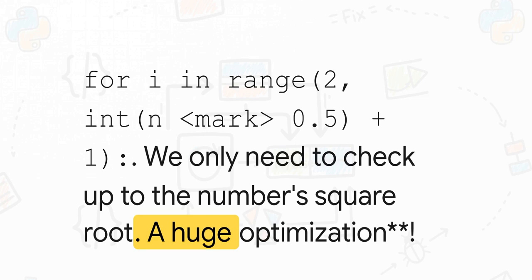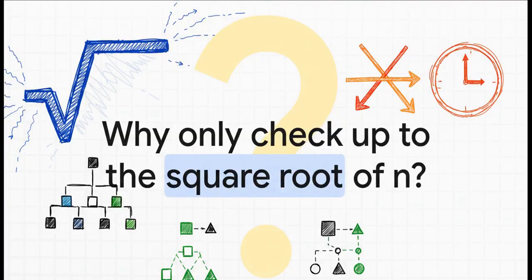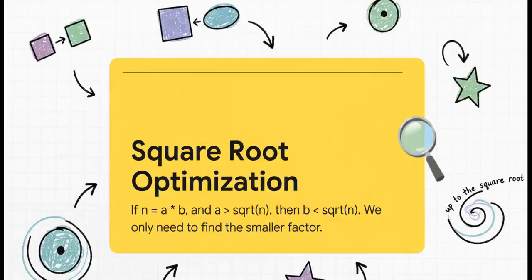We're talking about a massive reduction in work for the computer, especially when you're dealing with really large numbers. So you're probably asking, why the square root? It might seem a little random, but trust me, there is a super clever mathematical reason behind this trick. Let's break it down. So here's the key. Factors always come in pairs.